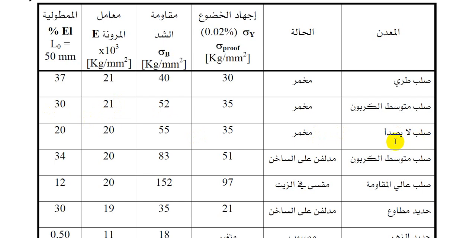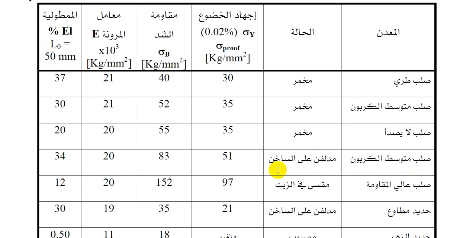The regular steel is annealed, 35 for the yield stress 0.02, and 55 for the tensile stress or strength. The elastic modulus is 20 times 10 cubic kilogram per millimeter squared, or megapascal, or kilopascal, times 10 to the power 3. In megapascal, it is 20, with the standardized initial gauge length of 50.